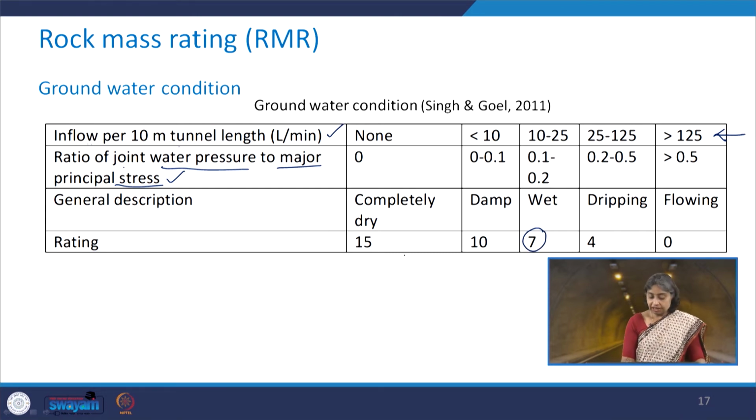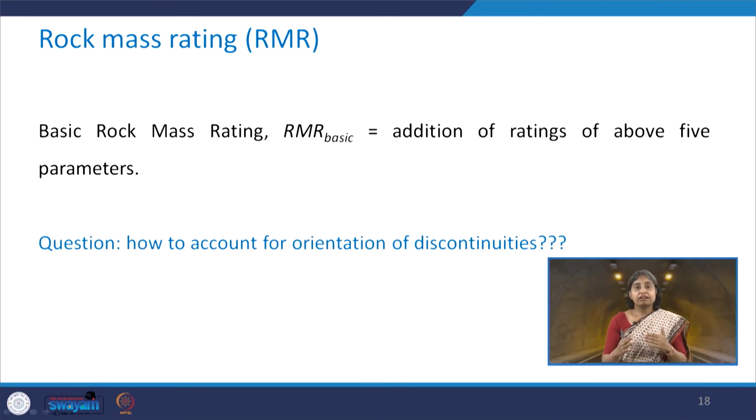So, accordingly it will vary from completely dry to flowing condition, and the corresponding rating will vary from 15 and reduce to 0 here. So, we have got the rating for all these 5 parameters. Now we are in a position to find out the basic rock mass rating, that is the addition of ratings of the above 5 parameters which we discussed.